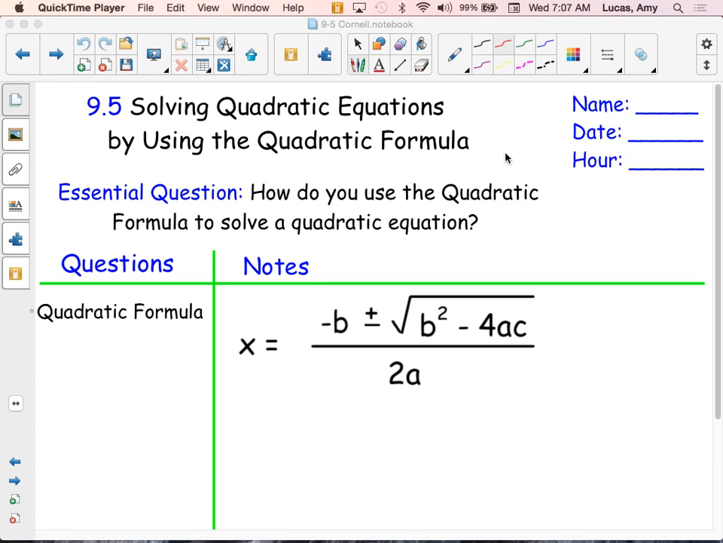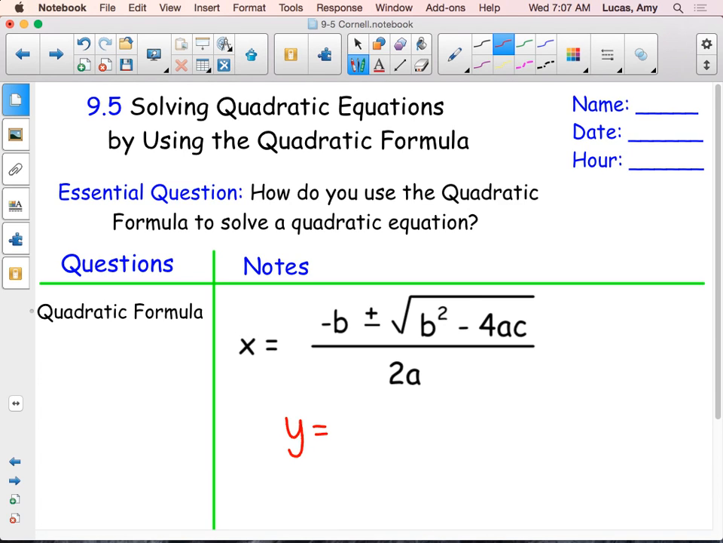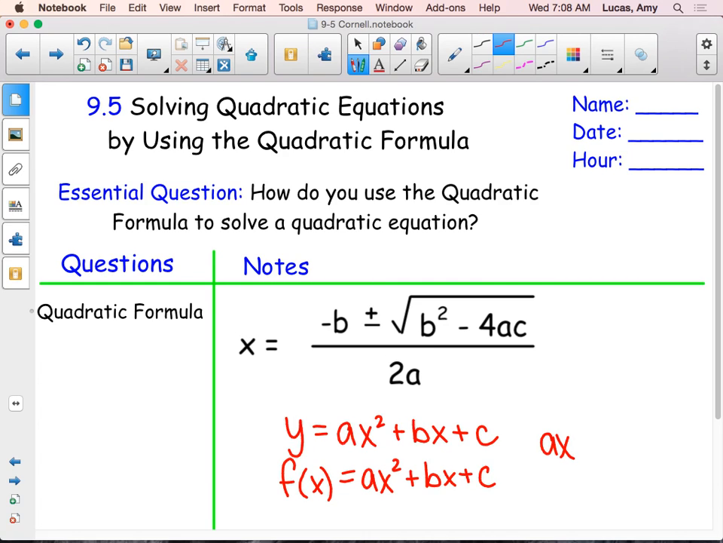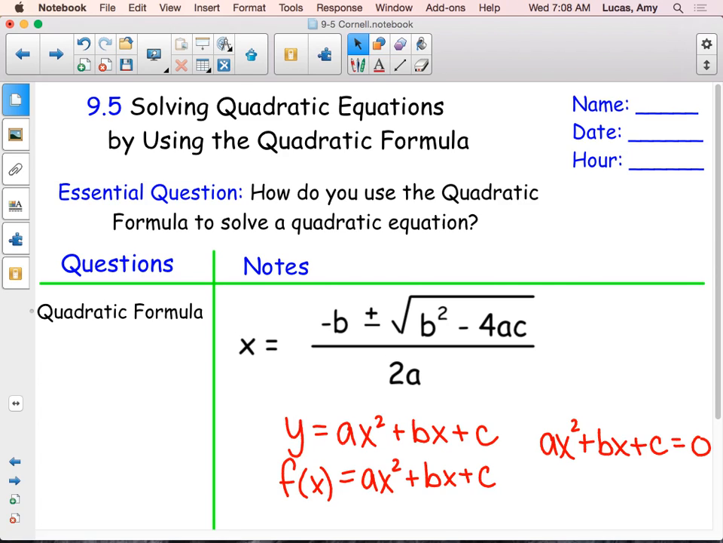To use the quadratic formula, your quadratic has to be written in standard form. So remember, standard form looks like this: y equals ax squared plus bx plus c. It could also have f of x in place of y. It could also have no y or f of x and just have your quadratic set equal to 0. So any of those situations you would be able to solve using the quadratic formula. The key is that you really need all of your terms on one side, and you need to have a 0 on the other side of the quadratic.